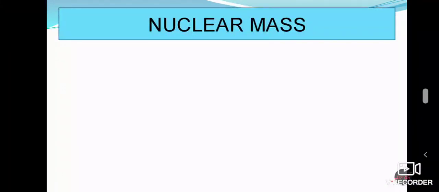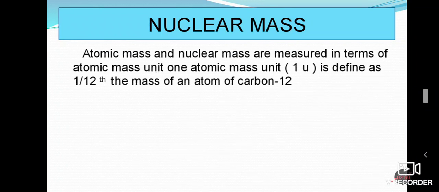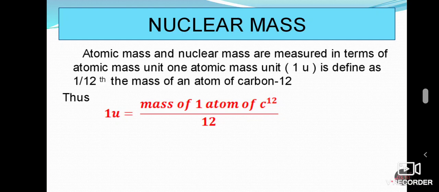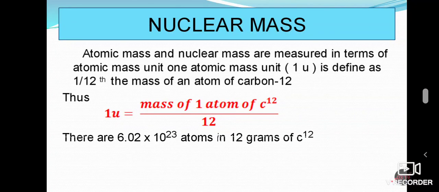Then we will discuss the nuclear mass. Atomic mass and nuclear mass are measured in terms of the atomic mass unit. One atomic mass unit, that is 1 U, is defined as 1 by 12th of the mass of a carbon atom, that is carbon 12. Therefore, 1 U is equal to the mass of 1 atom of carbon 12 divided by 12.